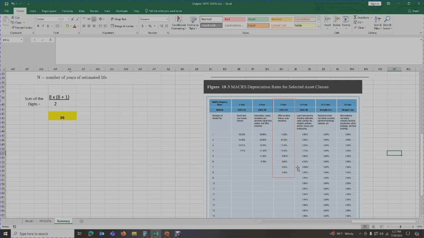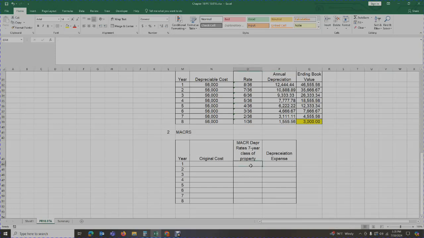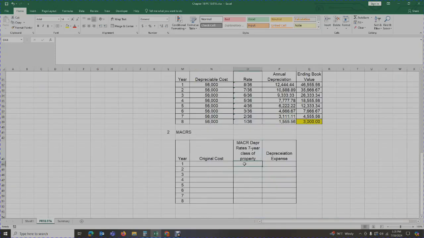Having said that, I have already printed this figure out because I cannot remember all of these numbers from the top of my head. I printed that out because I am going to transfer those numbers into my table over here. So all I'm going to do is bring in those numbers and copy the rates, 14.29, 24.49, and so on and so forth. I'm just going to copy and paste that over here. We're just going to copy and paste the information. I'm not doing any math yet. I am just going to copy the data so we can do our calculations.